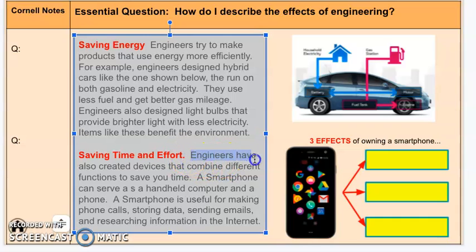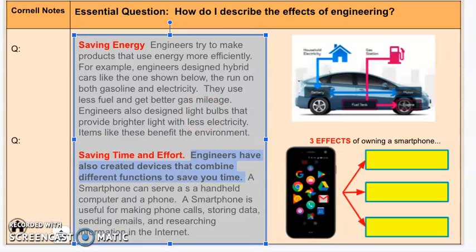All right, here we are going to underline this top sentence because engineers create devices that save us time, and that is important for us to know. Now, let's think about the smartphone. What are the 3 effects of owning a smartphone? Like, you have a smartphone, how does that help you? Type in 3 ways a smartphone helps you.